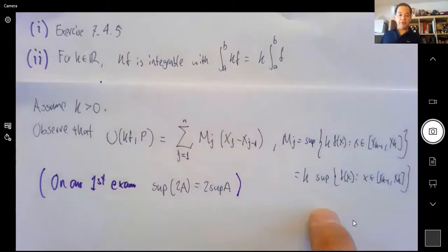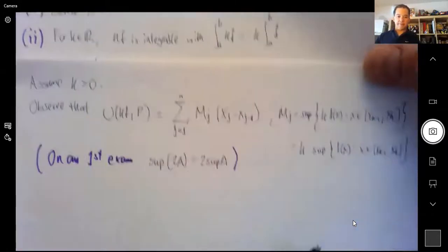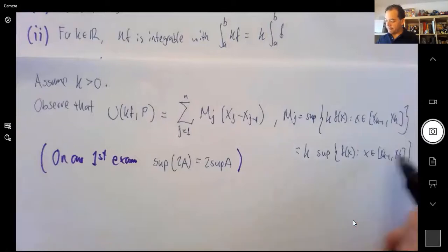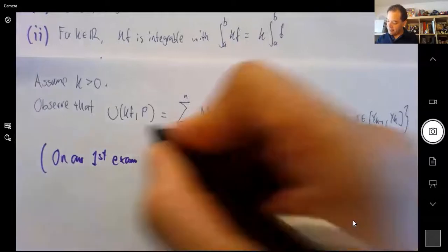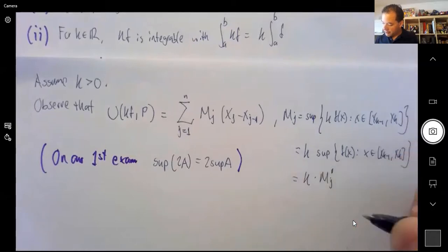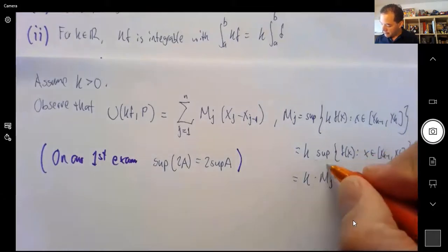And this is where you need to be careful. If k was negative, then this property is not true. If you multiply by a negative number, then the supremum is replaced by an infimum, so an upper sum becomes a lower sum. It's a little bit more complicated, but really it's the same idea. So it's important that k is positive. And once you realize that you can take the k out, this becomes k times M_j prime, where M_j prime is this supremum.